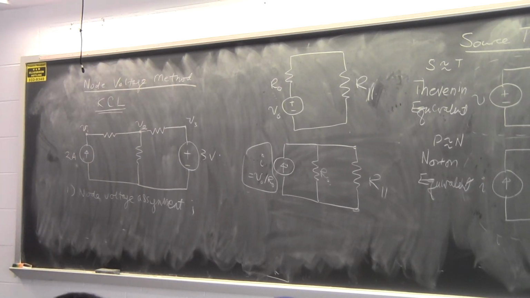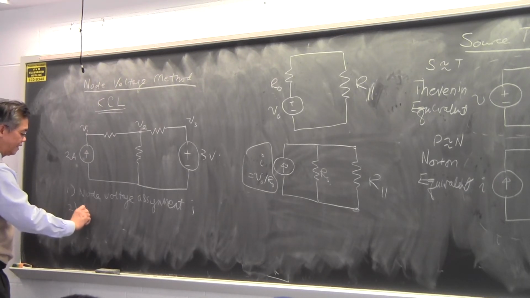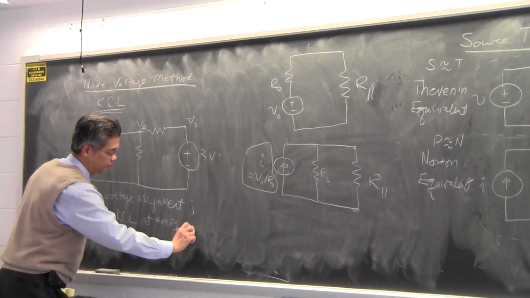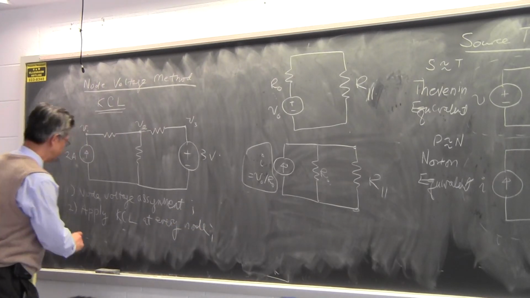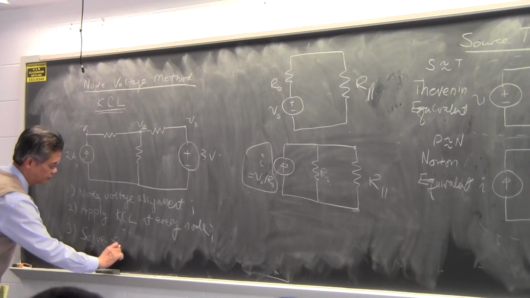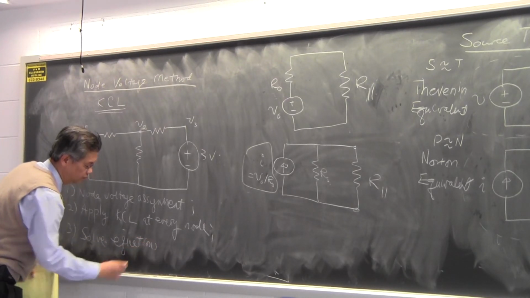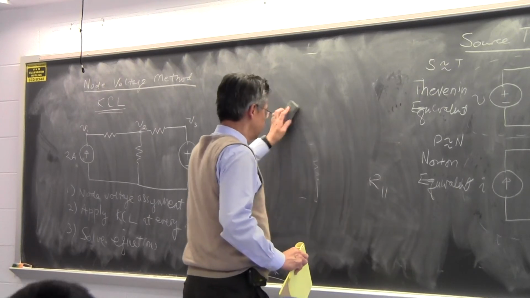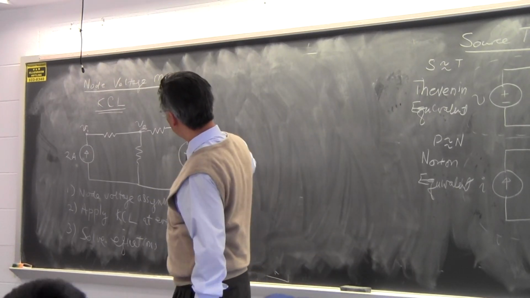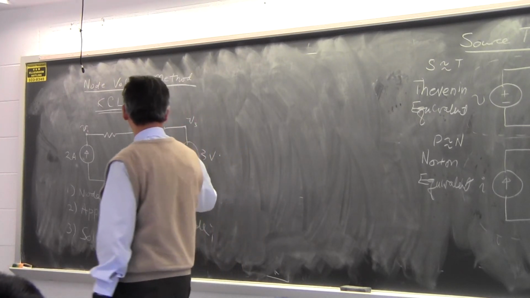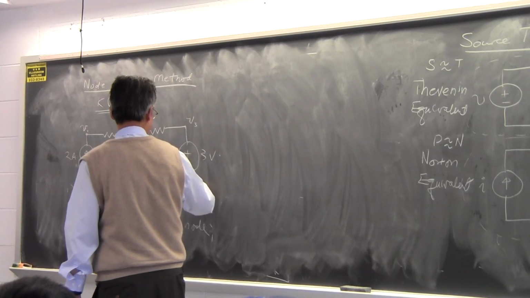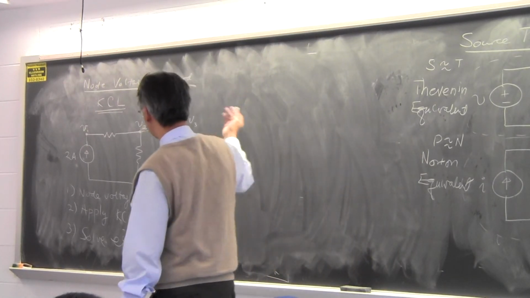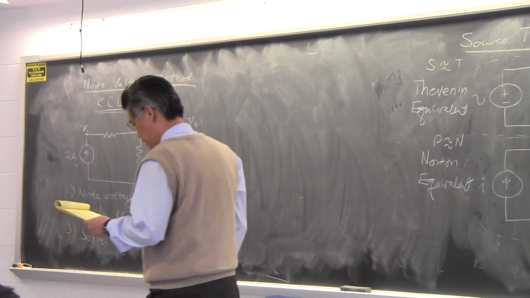And then the next thing you should do is to apply KCL at every node, and then solve the equations. So let's apply the node voltage method to this very simple circuit over here. Actually, we don't have to solve for V3. V3 is automatically known. If this is grounded to be 0, then what is V3? V3 is exactly equal to 3, and we don't have to do anything. It's a piece of cake.